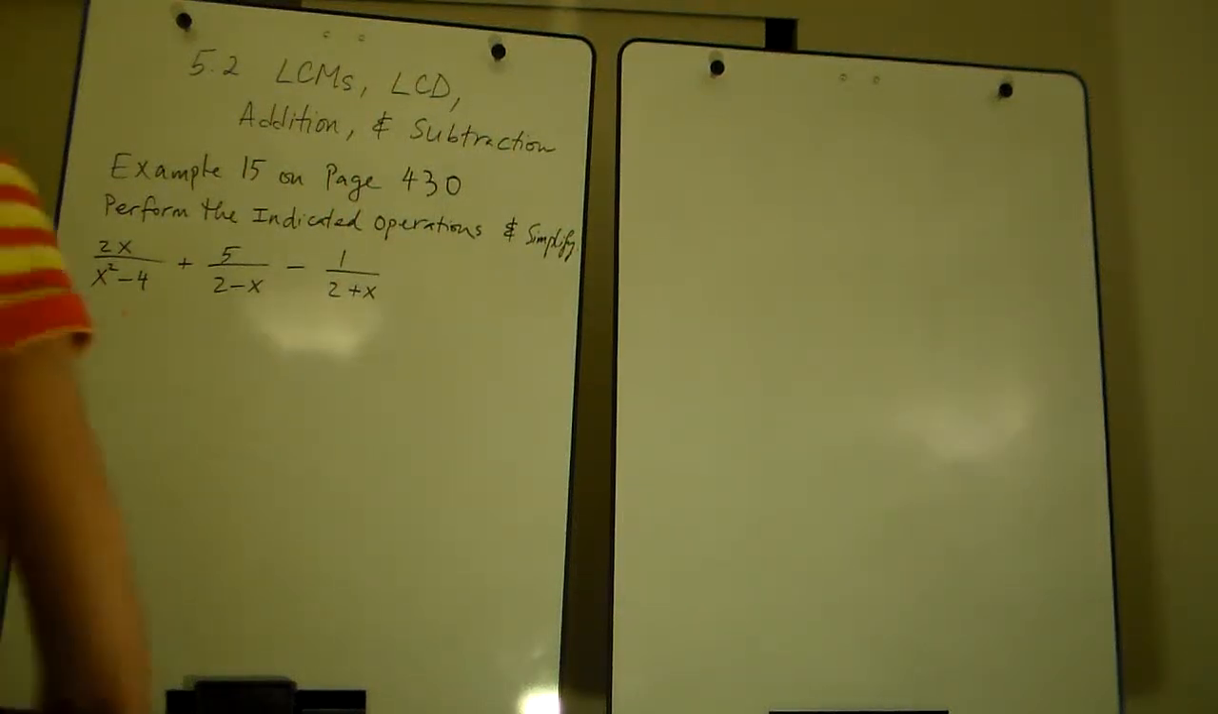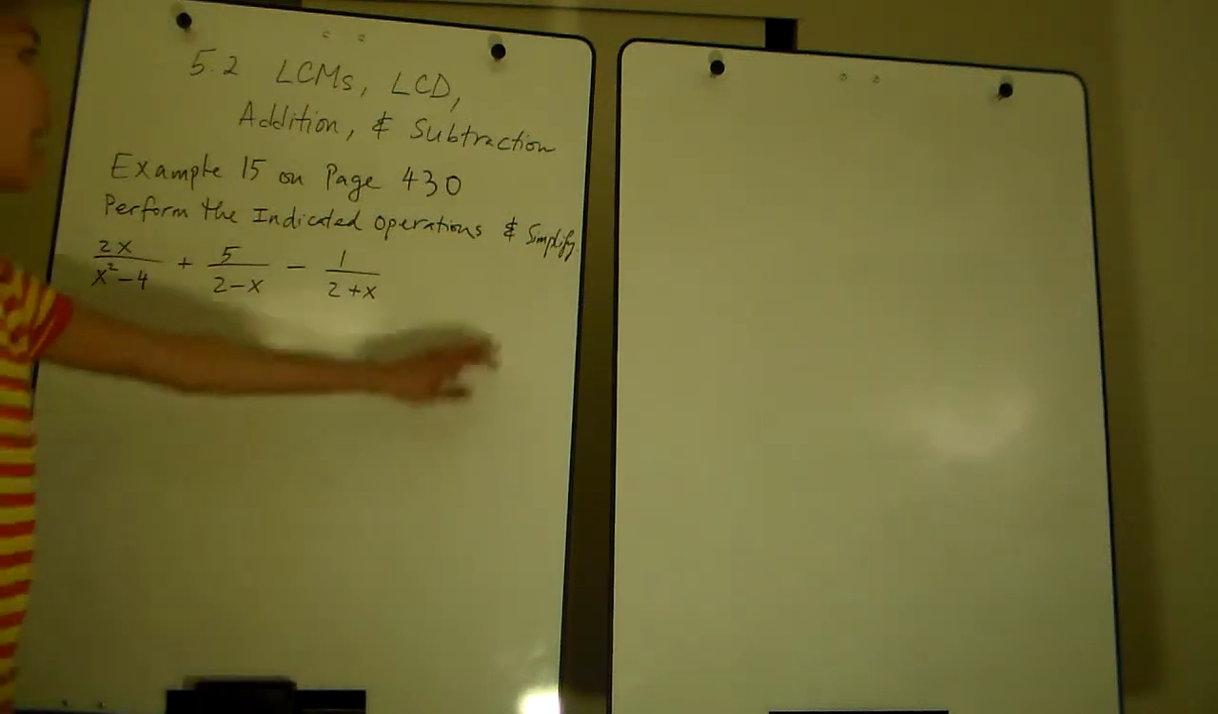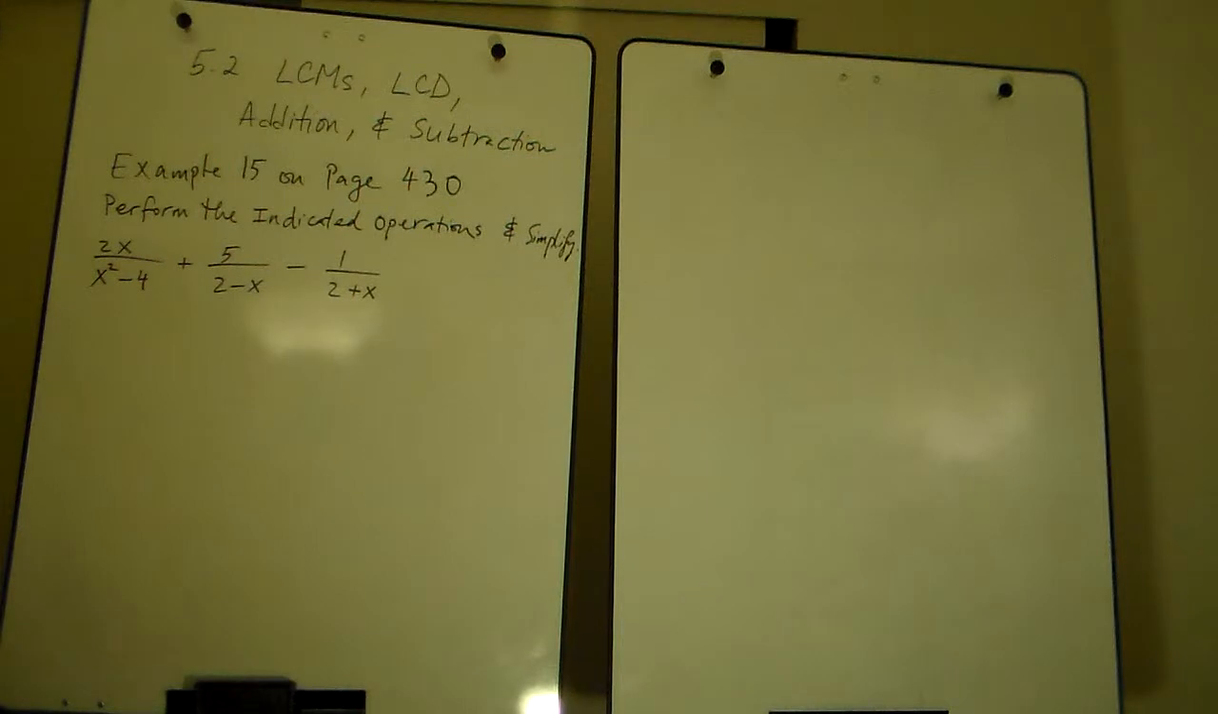Example 15 on page 430. Perform the indicated operations and simplify. So you're given three fractions, and the goal is to combine all these three fractions and then factor if necessary and simplify.